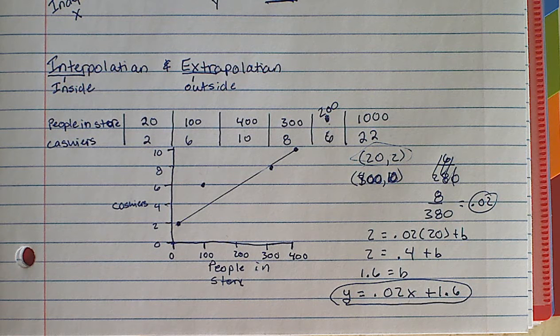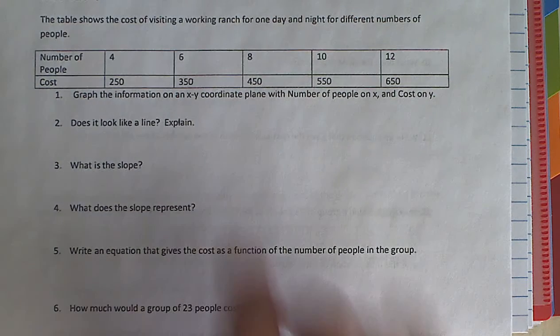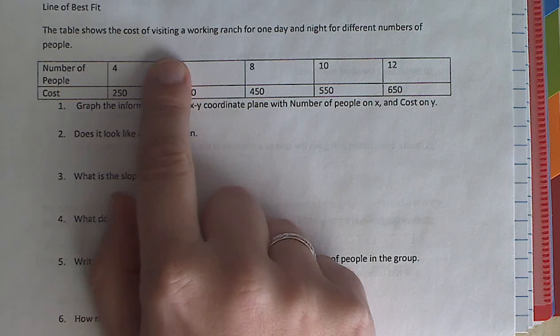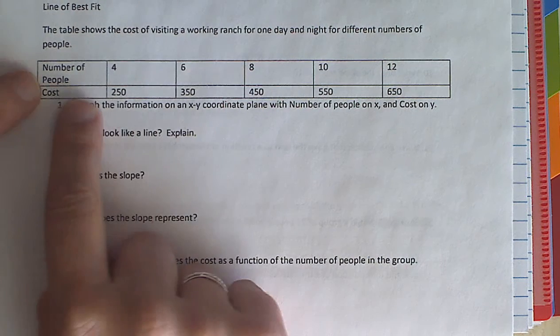So as far as lines go, this is where linear math is used mostly in real life. What we're going to be doing, and I just want to explain this assignment, and then tomorrow we'll have a quiz, and then we'll dig into this tomorrow. So you don't have to get this started today. What's going to happen on this is we have a table that shows the cost of visiting a working ranch for 1 day and night for different numbers of people. So we have a table, number of people.